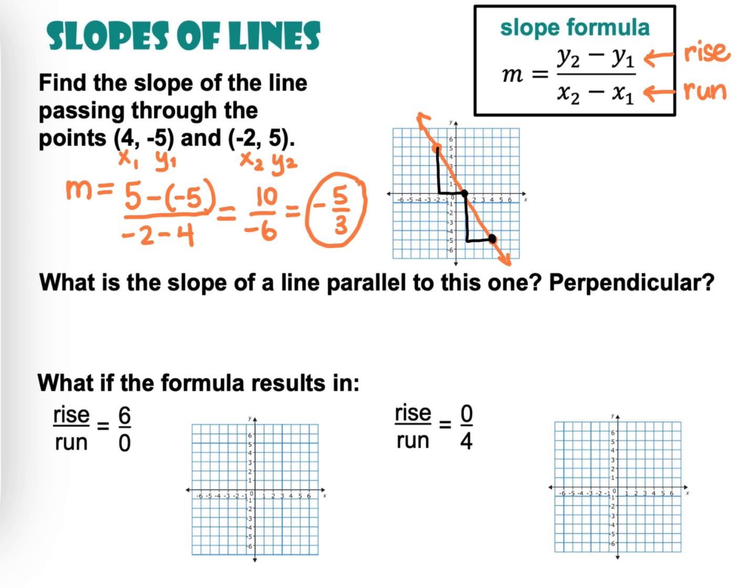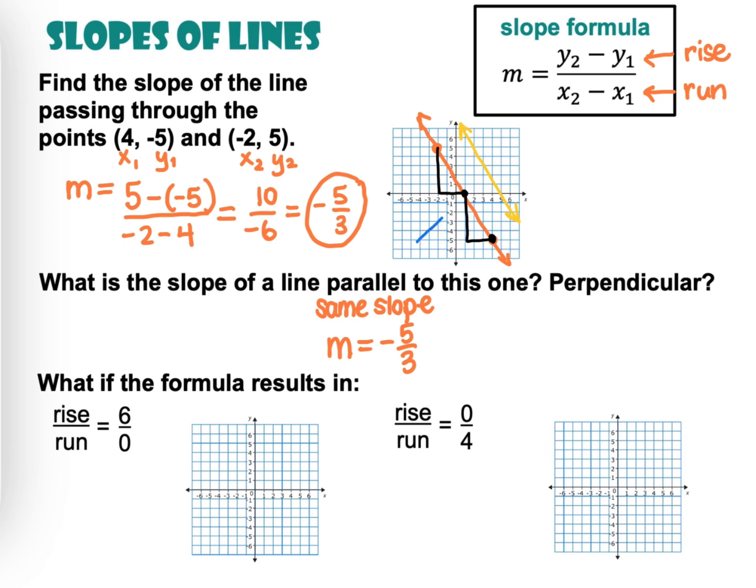If we wanted to make another line that was parallel to that, maybe a line like this, what kind of slope would that line have? That line is slanting exactly the same, so it should have the same slope. So also a -5/3.